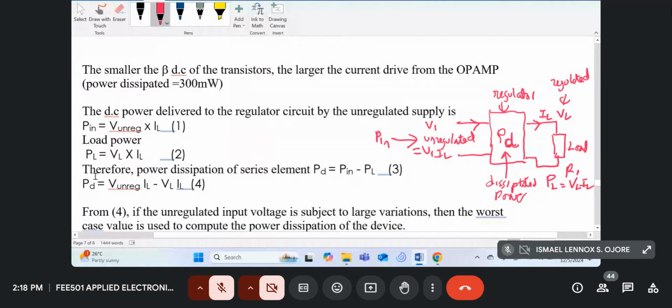So we can write an equation that the power dissipated in a series regulator, which I'm calling PD, is power in minus power going to the load.